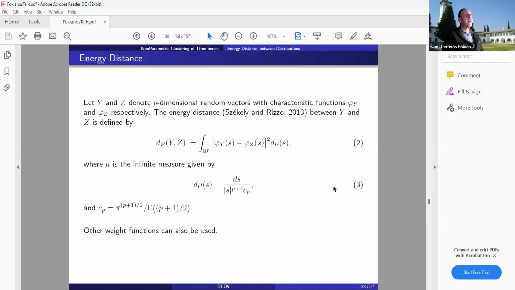We suppose that y and z denote p-dimensional random vectors, again with characteristic functions phi of y and phi of z. So the energy distance between y and z is just the distance. Here I use mu because I just get the measure directly from Székely and Rizzo. And of course, we can use other measures, as I said. For example, even if it is multivariate, we can use the CDF of a normal here.